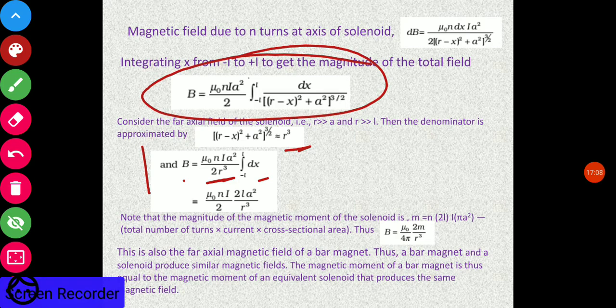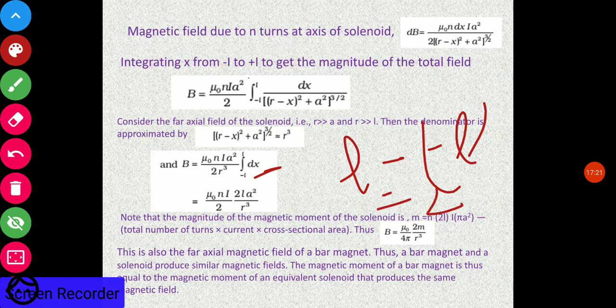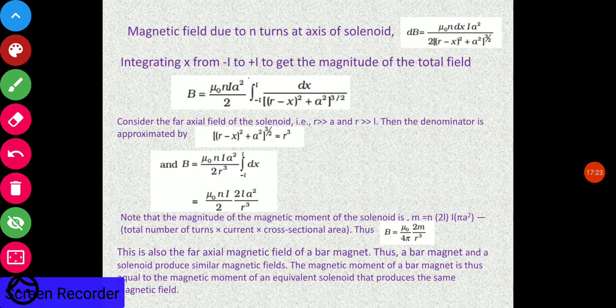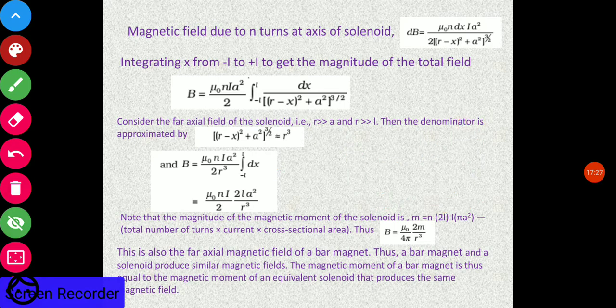Again integrating dx, the result is x from −L to L. By putting the limits, L minus (−L) equals 2L. So when you put this, you will get the expression μ₀ N I 2L A² / R³.